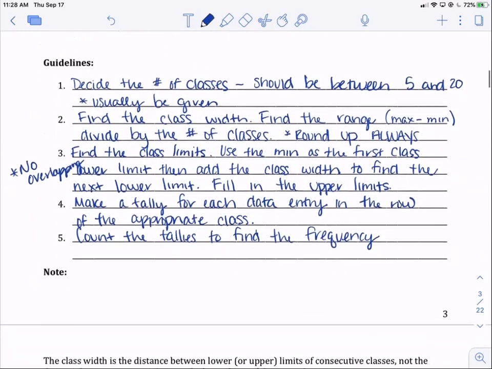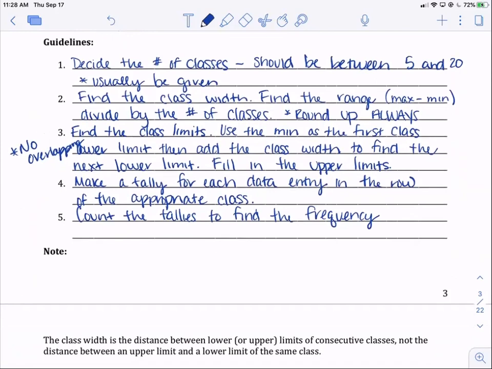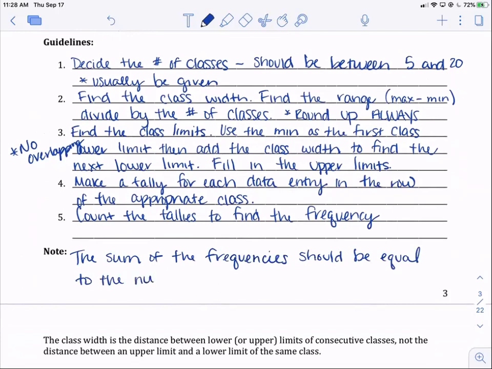Okay, and then something to note is that the sum of the frequencies should be equal to the number of data entries. Okay, if it's not, you skipped a number. Okay, and you're gonna have to start over, or at least retally.